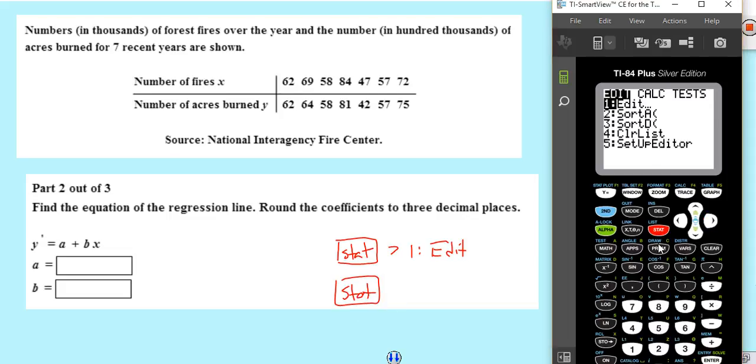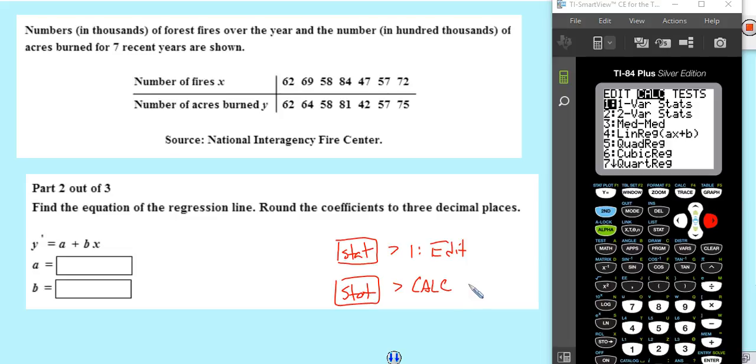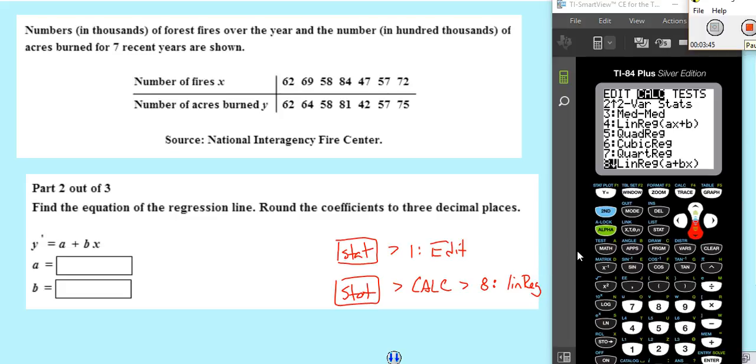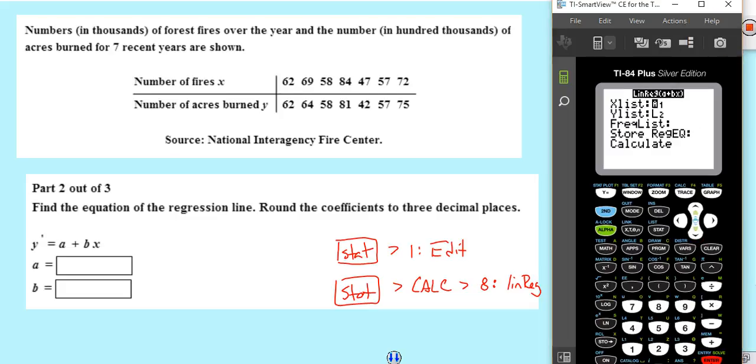So back to stat, and this time when we go over to calc, we're going to go down to number 8. I'm going to arrow my way down to it so you can see what I'm looking for. On number 8 we have linear regression. We choose that. We press enter. We hit blank, blank, blank all the way down to calculate.